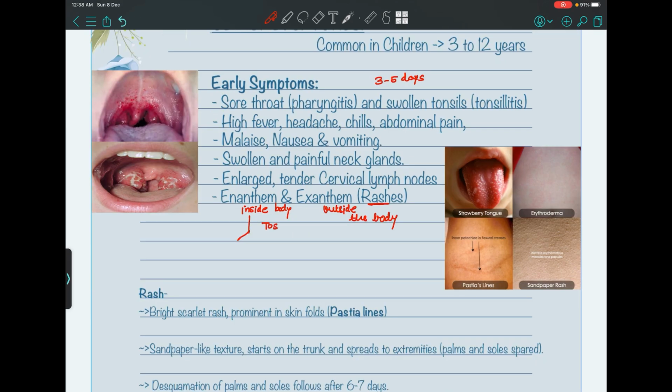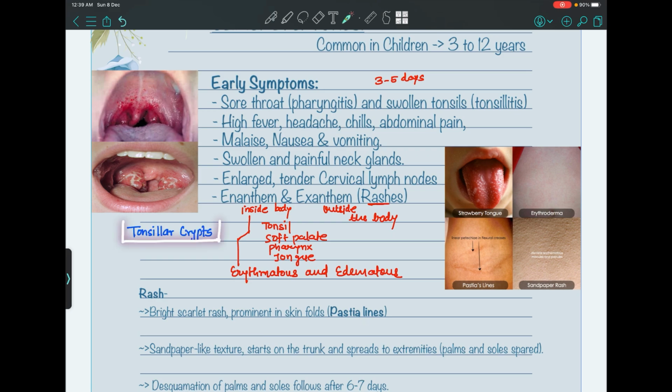The enanthem of oral mucosa involves the tonsils, pharynx, soft palate and tongue. They become erythematous and edematous. And the tonsillar crypts may be filled with yellowish exudate.